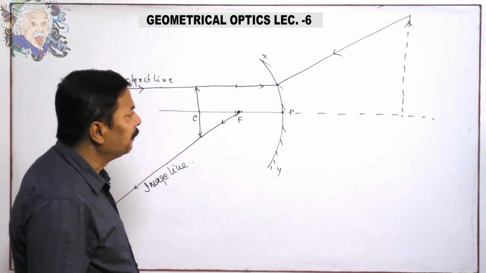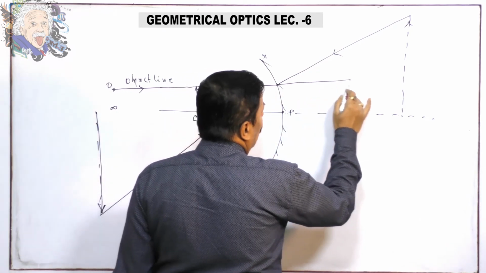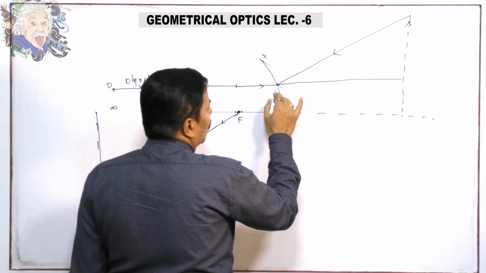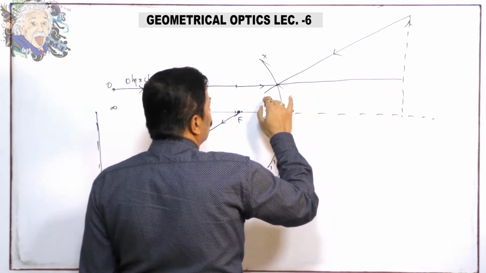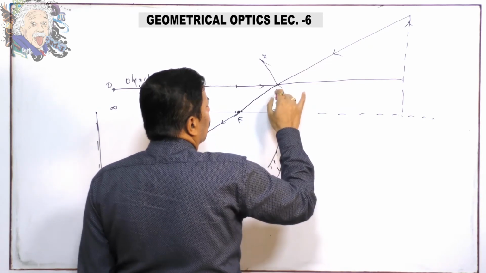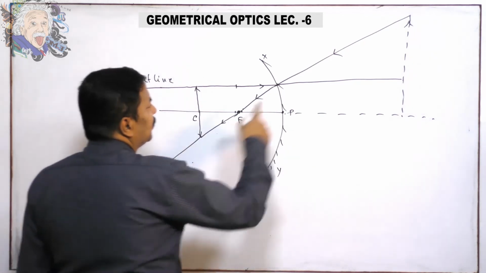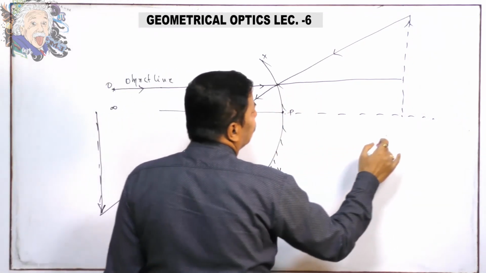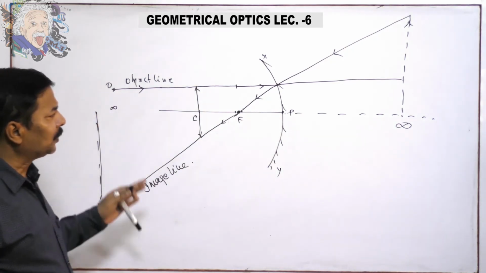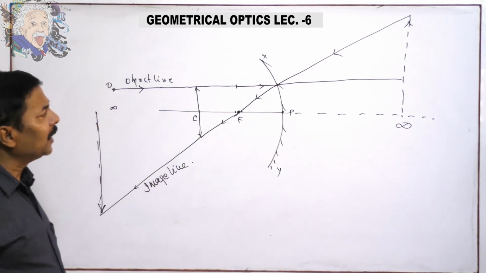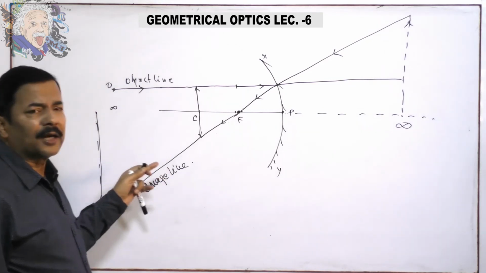And if the virtual object is moving from pole to infinity, the image is moving from pole to focus. So this is your image line and this is your object line. This is also infinity, this is also infinity. So this diagram will basically help you clarify many concepts about the ray diagram.